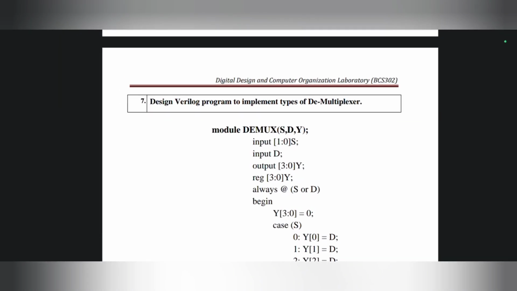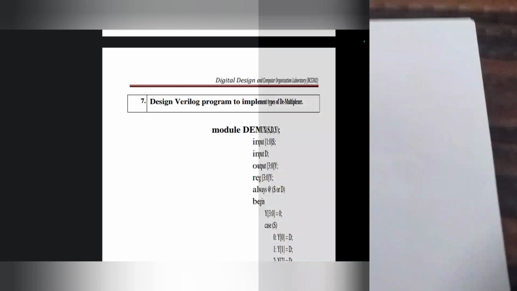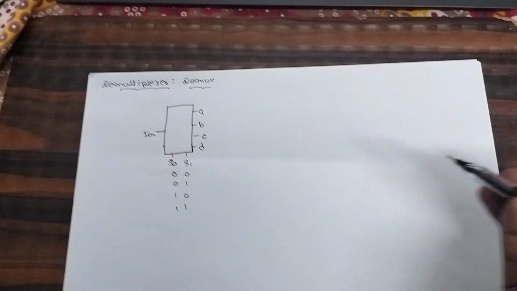Hello everyone. Today we are going to learn about the seventh experiment of our DDCO Lab assignment, that is, design Verilog program to implement types of demultiplexer. First, before going to the question, we will know about demultiplexer. Now let us know about demultiplexer.